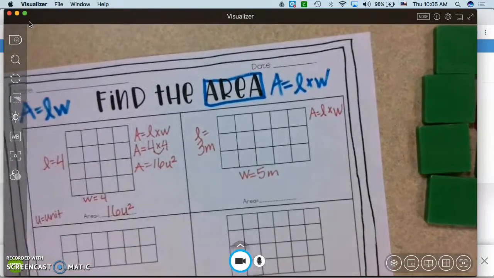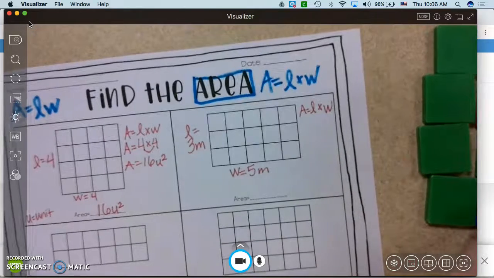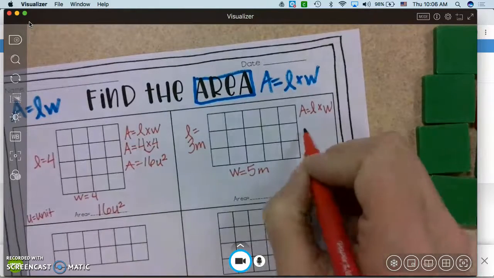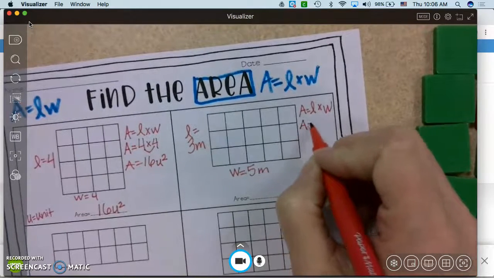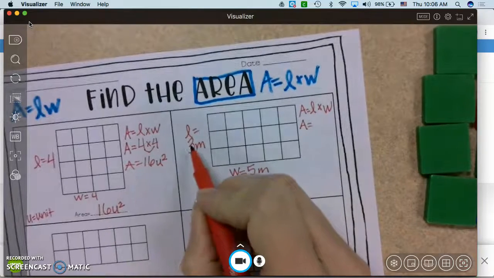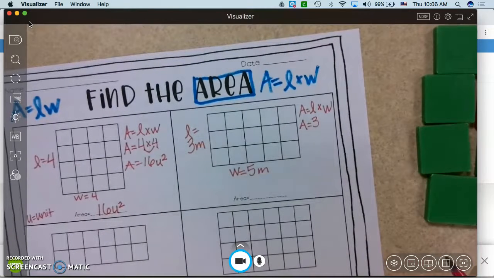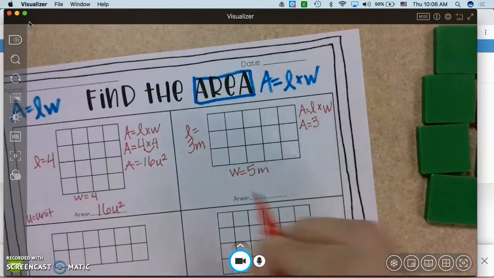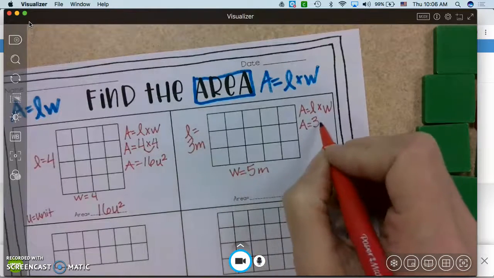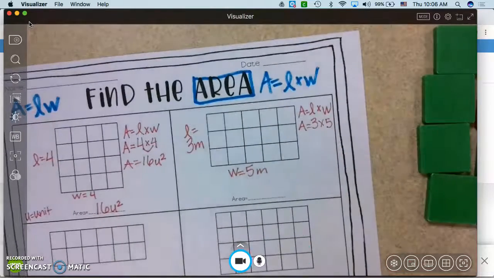All right, let's substitute in the things that we know into our formula. Do we know the area? No. We don't know the area yet, do we? No. So we're going to leave that as A. And then length, what is our length? 3 is our length. That's L, so we're going to substitute in a 3 for L. And what is our width? 5. So we're going to substitute in a 5 where we see a W in our formula here. There's the W, so I'm going to substitute in a 5.